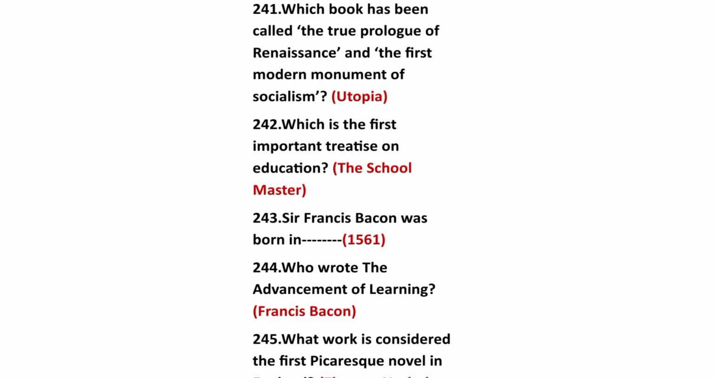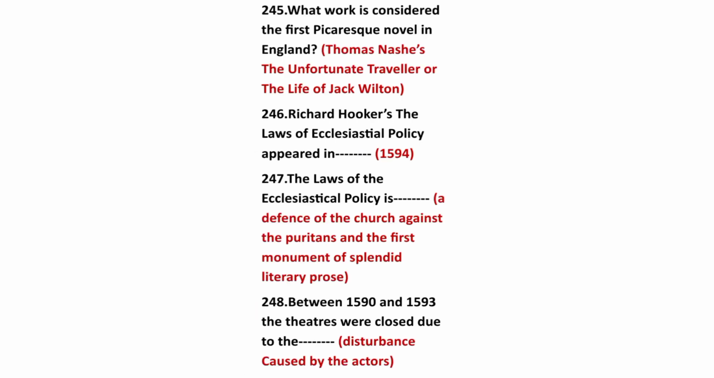Utopia. Which is the first important treatise on education? The Schoolmaster. Sir Francis Bacon was born in the year 1561. Who wrote The Advancement of Learning? Francis Bacon. What work is considered the first picaresque novel in England? Thomas Nashe, The Unfortunate Traveller, or The Life of Jack Wilton.